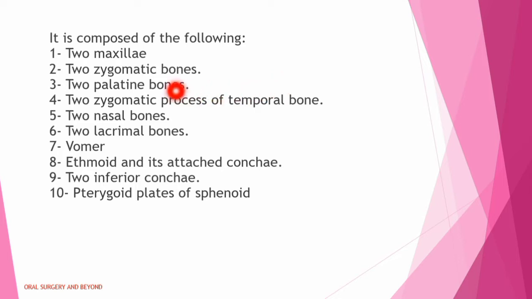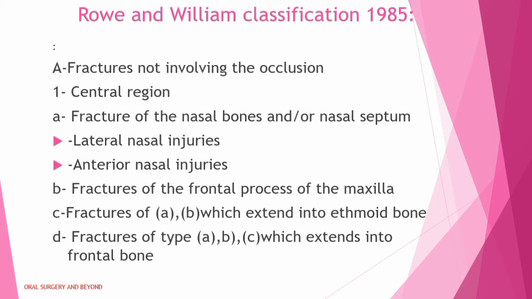It has two maxillary bones, two zygomatic bones, two palatine bones, two zygomatic processes of temporal bone, two nasal bones, two lacrimal bones, one vomer bone at midline, ethmoid and its attached conchae posteriorly and superiorly, and two inferior conchae and pterygoid plate of sphenoid bone. This is the anatomy, right?